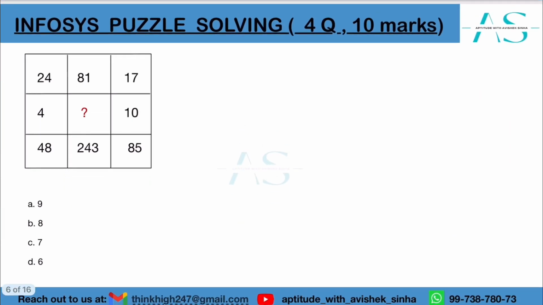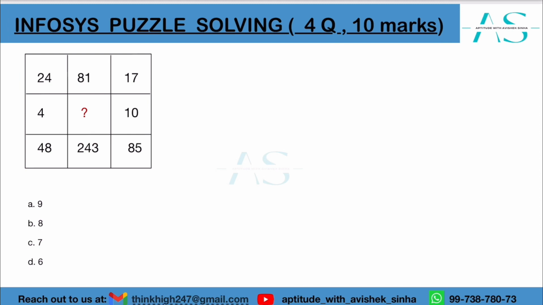Moving forward. 24, 81, 17. Then you have 4, question mark, 10, 48, 243 and 85. Can we find a connection row wise? Just look at it. Is there a pattern in which you can connect these 3 elements? And whatever the pattern is, it should be common in the next row and the third row as well. That is how we build on the logic, right? So let's see and tell me if you find the logic. Can you find it? Do we have a logic? It's difficult to crack, right?